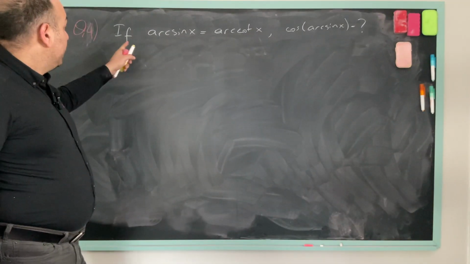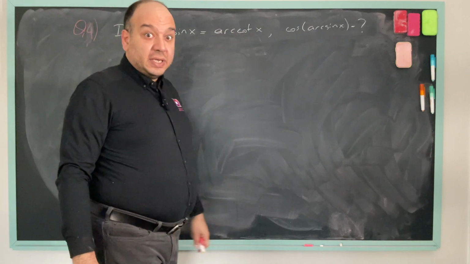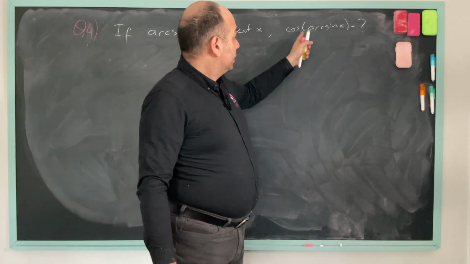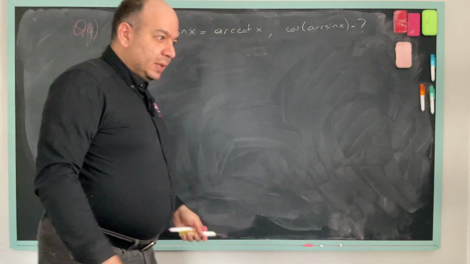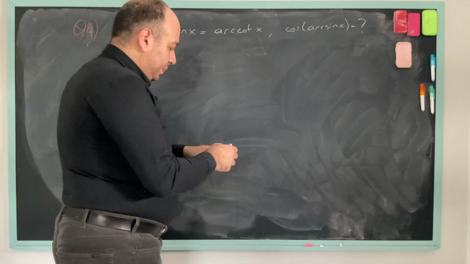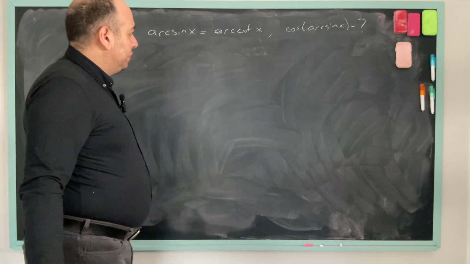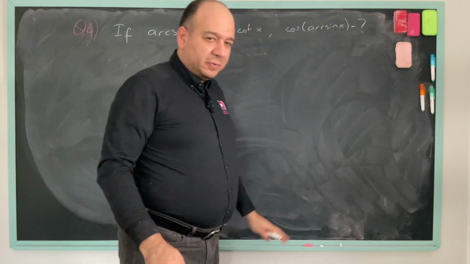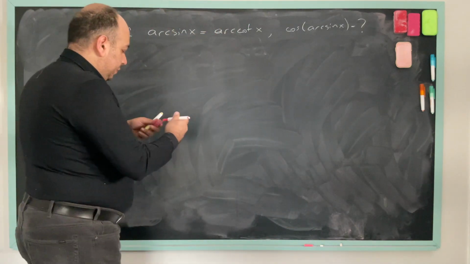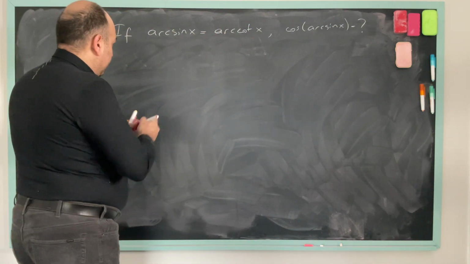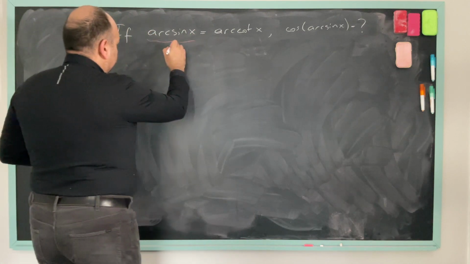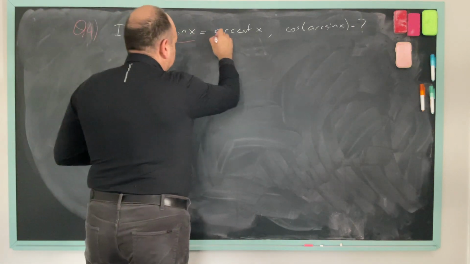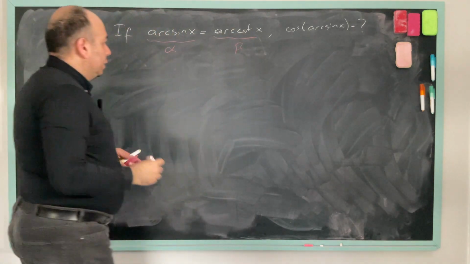Question number 4. If arcsine x is equal to arccotangent x, what is cosine of arcsine x? It's a really interesting problem, right? So we have cotangent functions, sine functions, cosine of arcsine x, and so forth. But first, we need to go slow. So let's suppose this is an angle alpha and this is an angle beta.